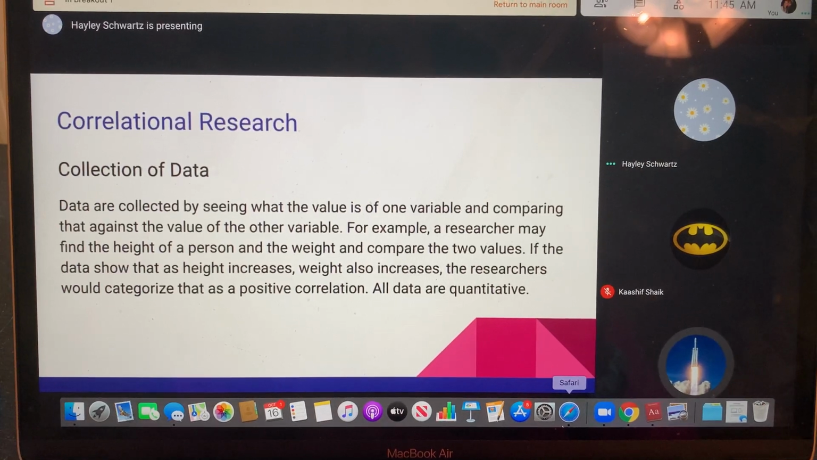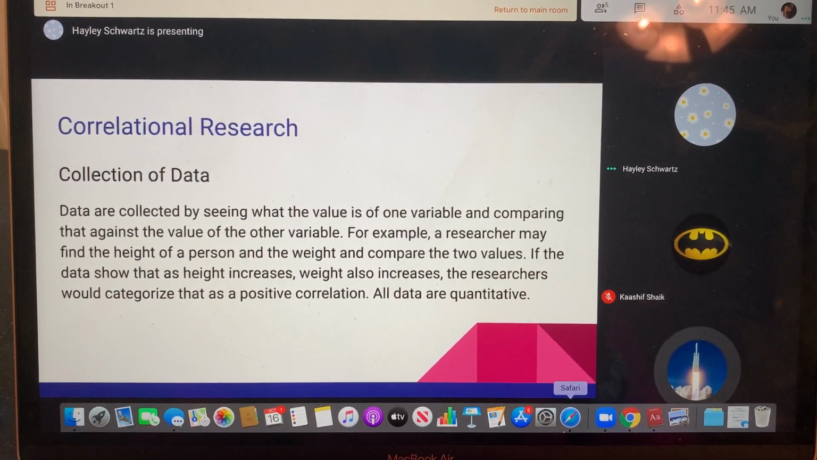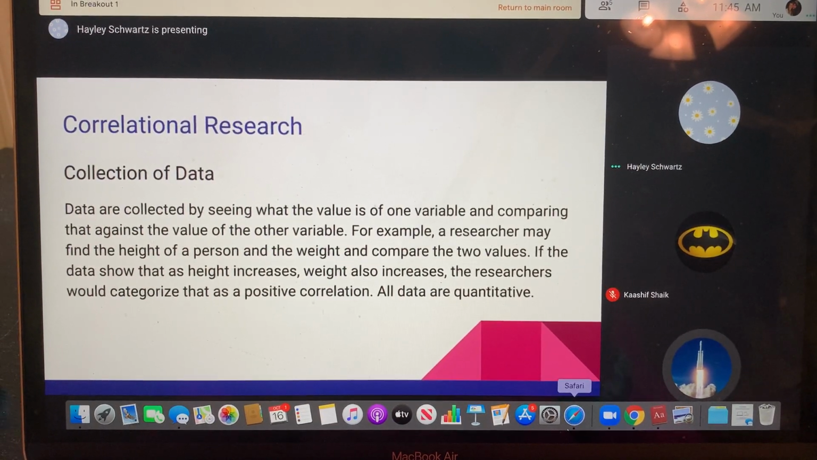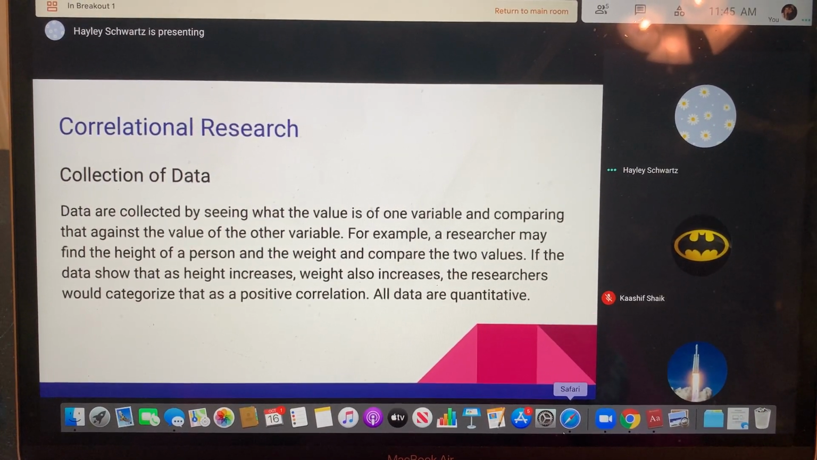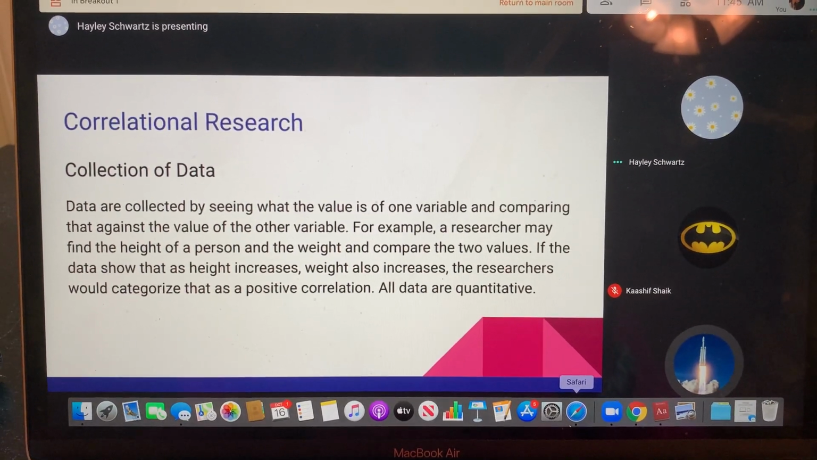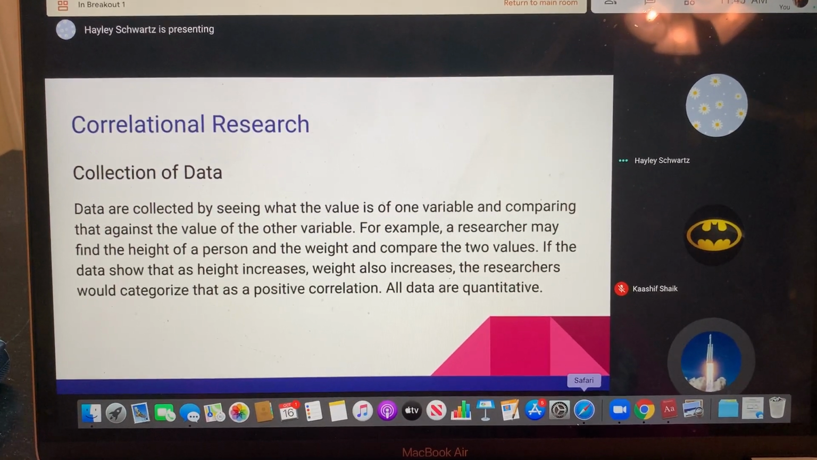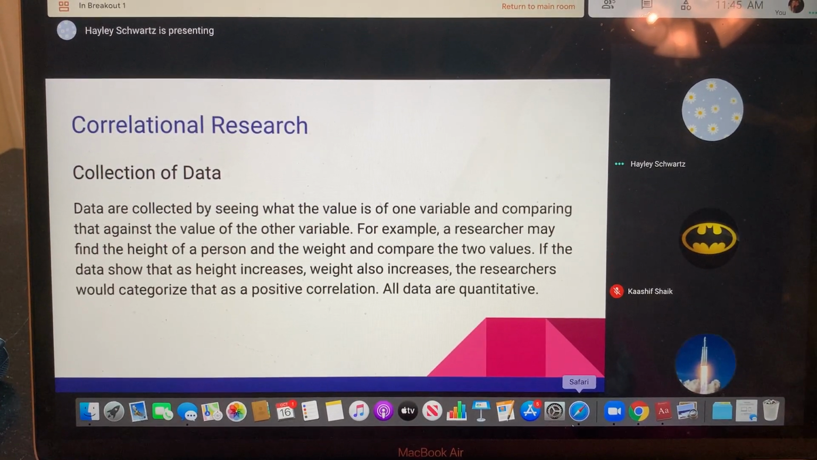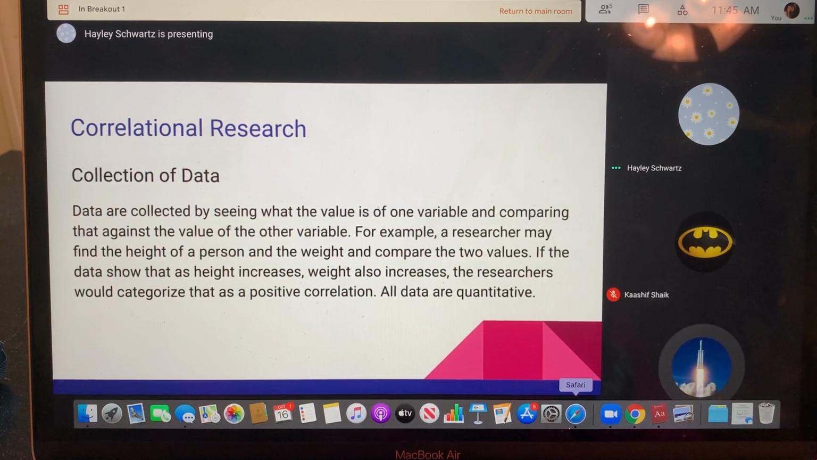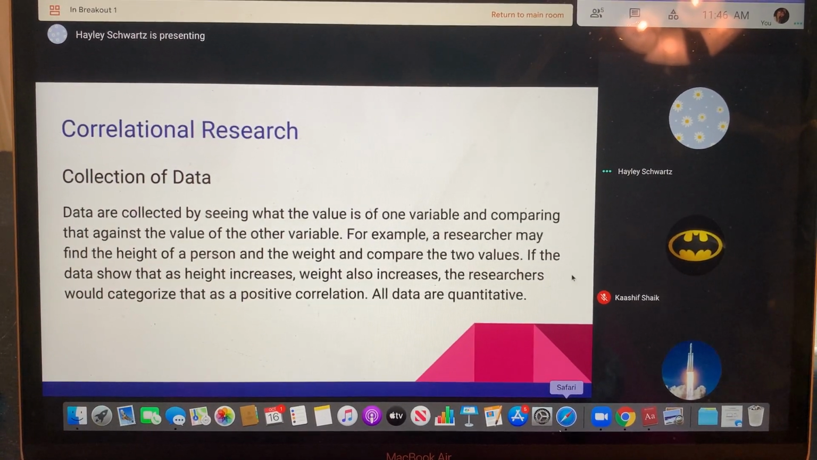Data are collected by seeing what the value is for one variable and comparing that against the value of another variable. For example, a researcher may find the height and the weight of a person and compare those two values. If the data shows that as height increases, weight also increases, the researcher would categorize that as a positive correlation. All data are quantitative.